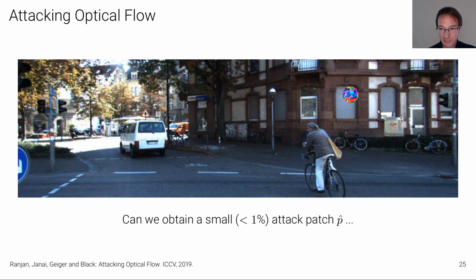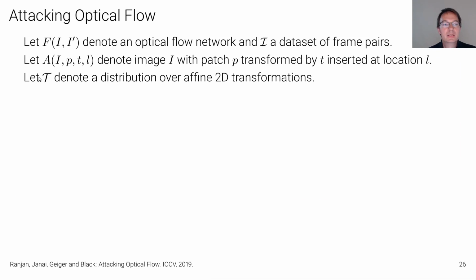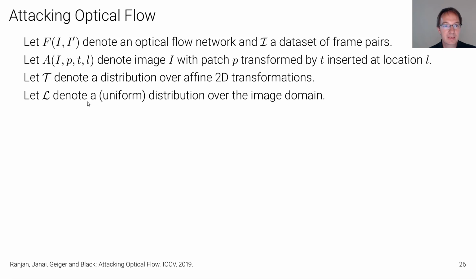Let's go back quickly. So this is an example for this operation where such a patch with parameters P is attached to a particular location in that image. Let further T denote a distribution over affine 2D transformations, and let L denote a uniform distribution over the image domain.